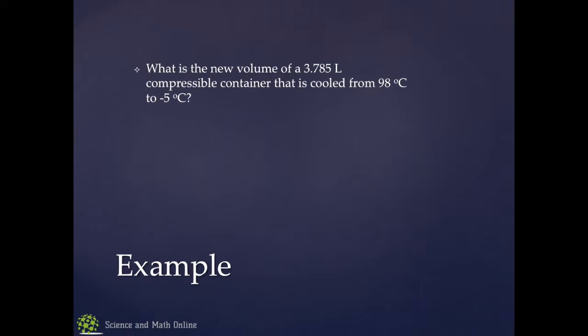Big thing. As we look at an example here, what's the new volume of a 3.785 liter compressible container, aka a gallon milk jug, that's cooled from 98 degrees Celsius down to -5? That's kind of the example we were just talking about. There's something super important here. The temperatures must be in Kelvin.